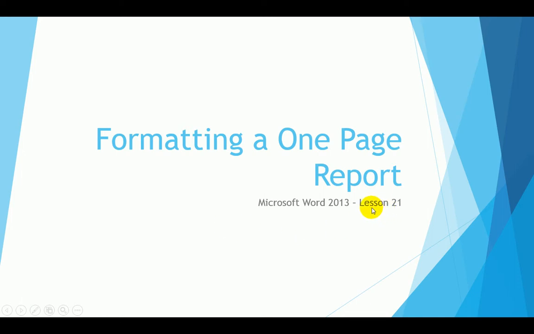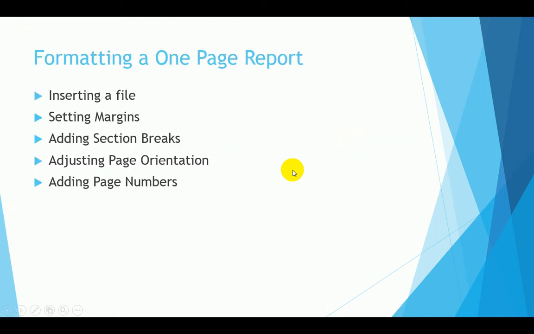Today we're going to be working in Lesson 21, which talks about formatting a one-page report. The details of this is we're going to be taking a look at inserting a file, setting the margins of our document, inserting something called a section break, and we'll be talking about how that's helpful to us. We're going to deal with page orientation, and then finally we're going to talk about adding page numbers to our document.